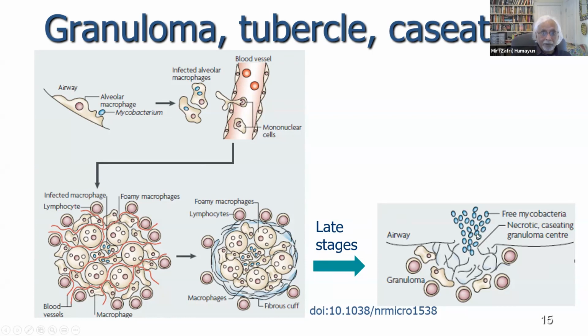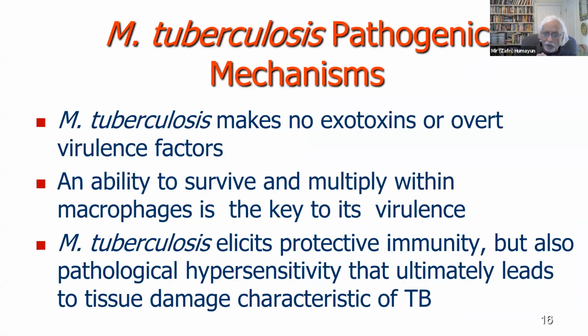All right, let's move on to the pathogenic mechanisms of tuberculosis. From a previous lecture by me, as well as another lecture on pathogenic mechanisms by another instructor, you'll learn that many bacteria kill the host cell through powerful toxins. But that's not the case for Mycobacterium tuberculosis. Mycobacterium tuberculosis, which is a deadly bacterium, nevertheless makes no exotoxins. It has no overt virulence factors either.